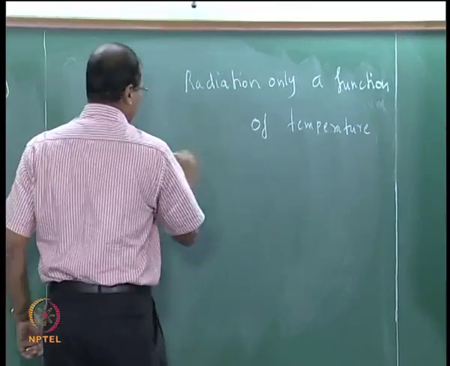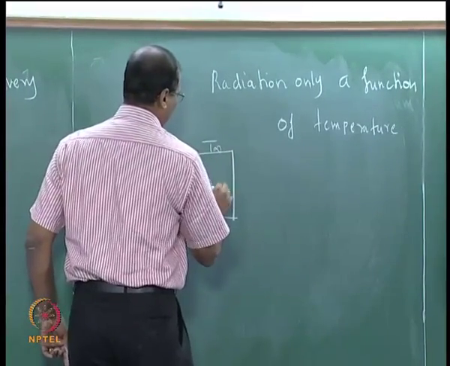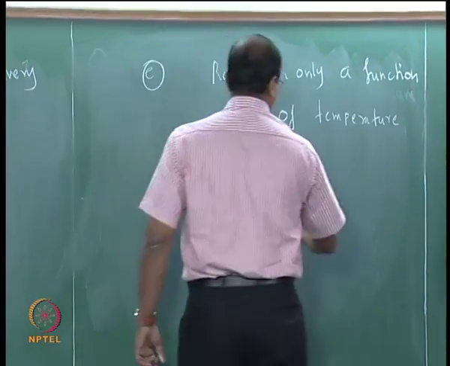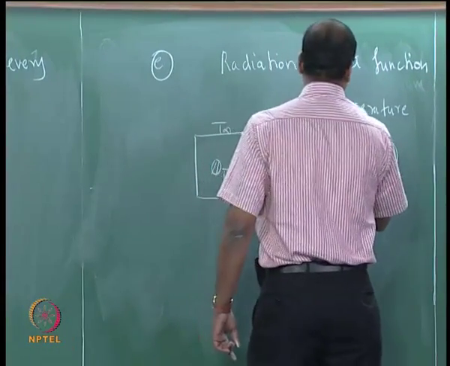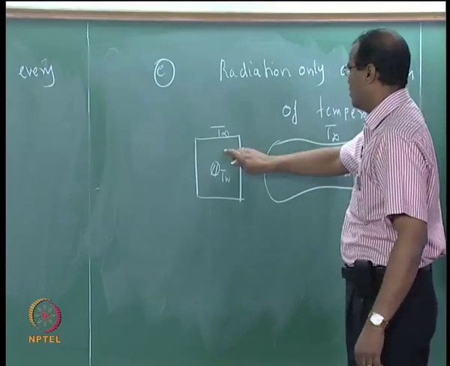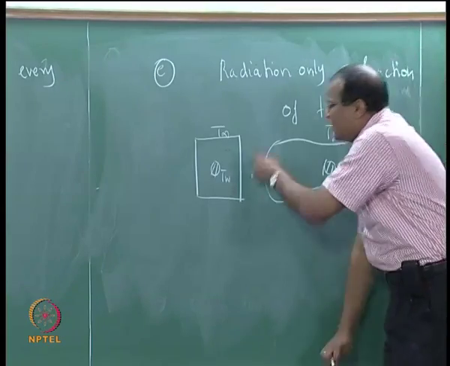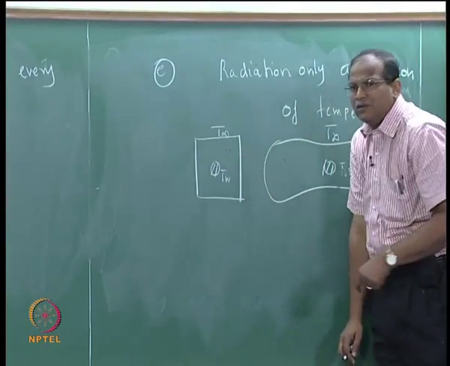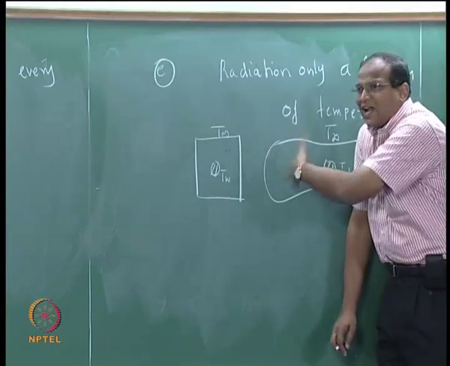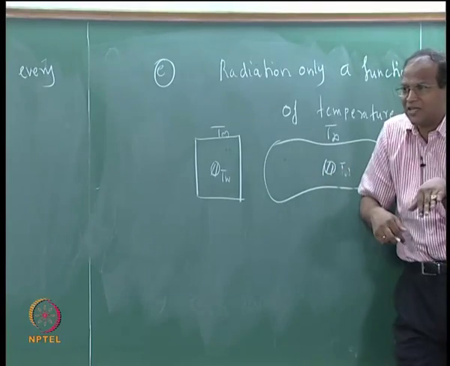Suppose you have an enclosure like this, at T infinity, and you have a black body at TW, you start the experiment. Same thing, vacuum, no conduction, no convection. What will be the eventual equilibrium temperature reached here? T infinity. So the characteristics or the shape of the enclosure do not affect the eventual equilibrium temperature.